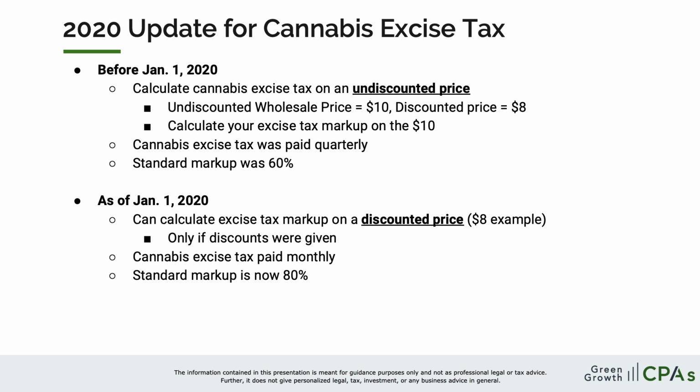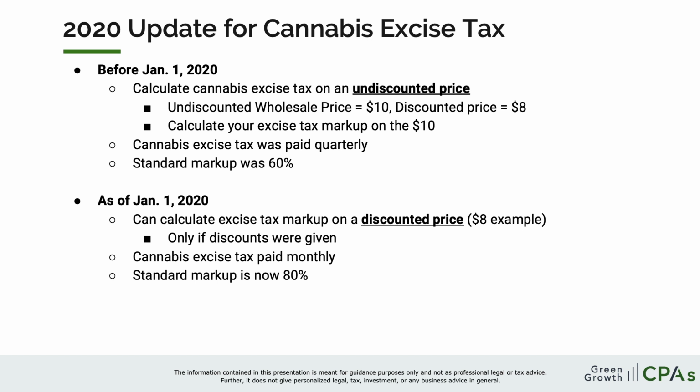So what does this actually mean in practice? For distributors, you're going to need to pay that excise tax more frequently, and the basis to calculate that cannabis excise tax can be lowered, but the markup on that basis has increased. So it's a slightly different calculation for you as a cannabis distributor, and you're still in charge of collecting this excise tax. No changes in that.